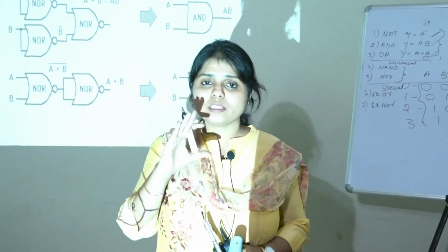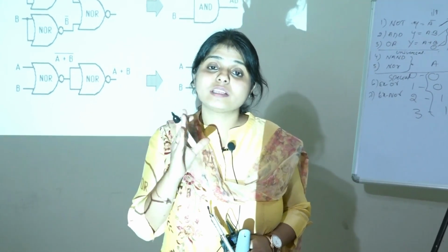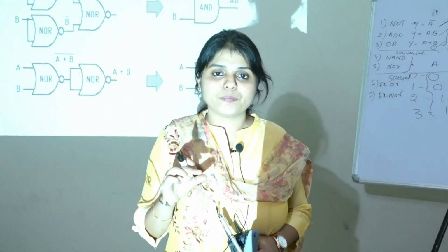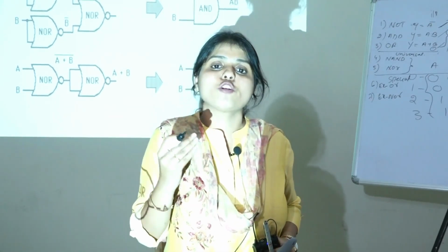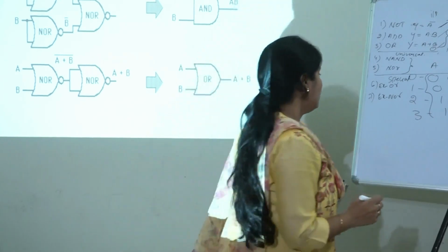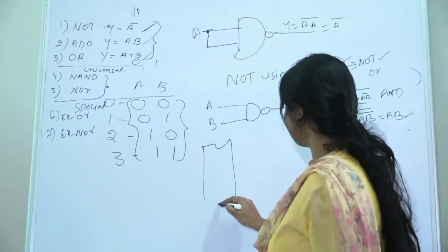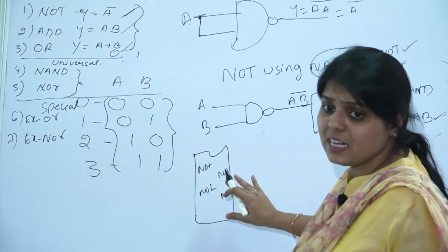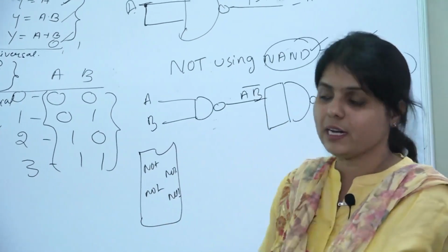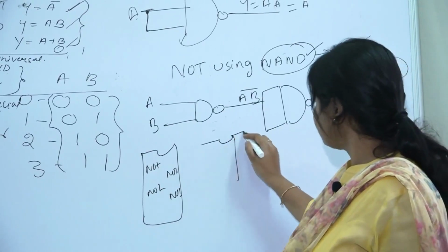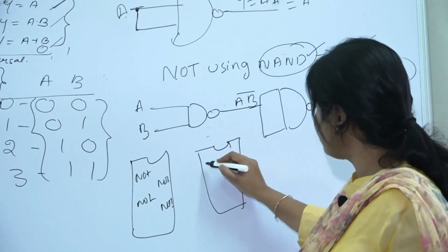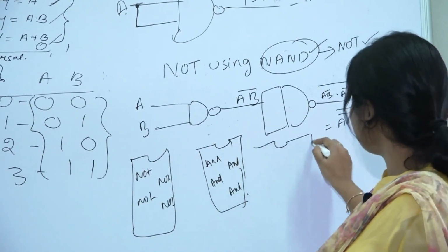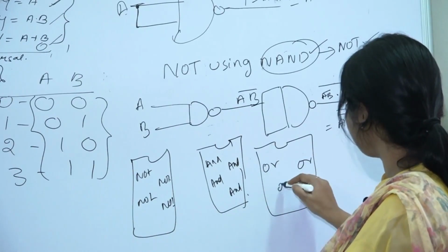First let me tell you how these logic gates are available. These logic gates are available inside an integrated circuit. One integrated circuit may have 4 or 5 logic gates inside it. So I have an integrated circuit like this, with one NOT gate, second NOT gate, third NOT gate, and fourth NOT gate. That is, this integrated circuit has 4 NOT gates. Similarly, I have another integrated circuit with 4 AND gates. Similarly, I have another integrated circuit with 4 OR gates.